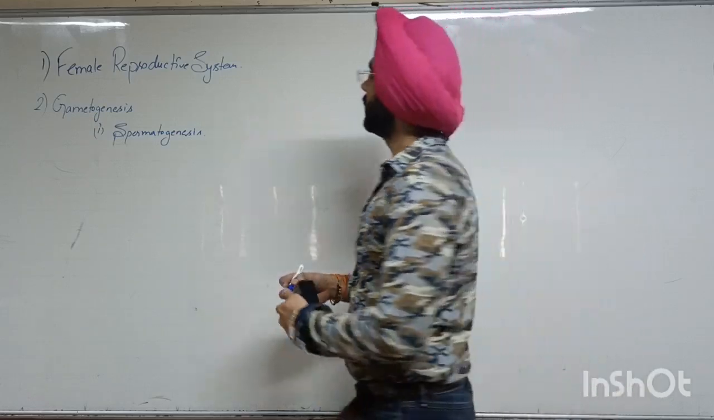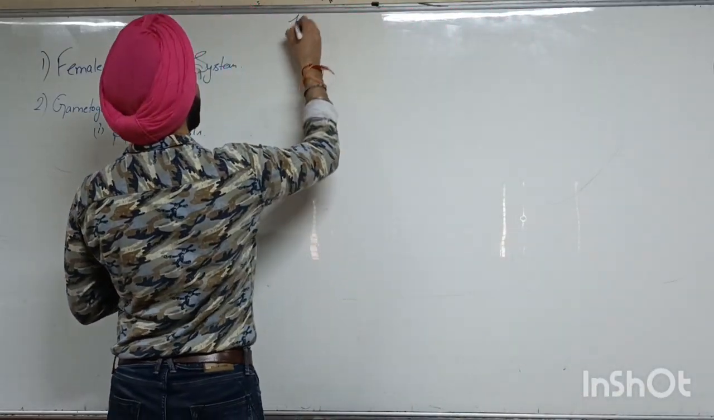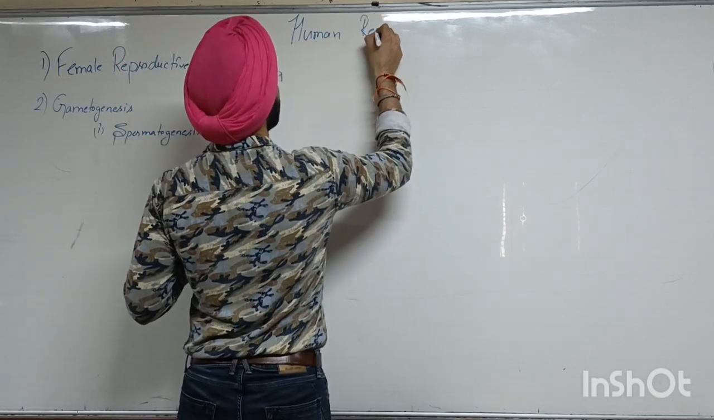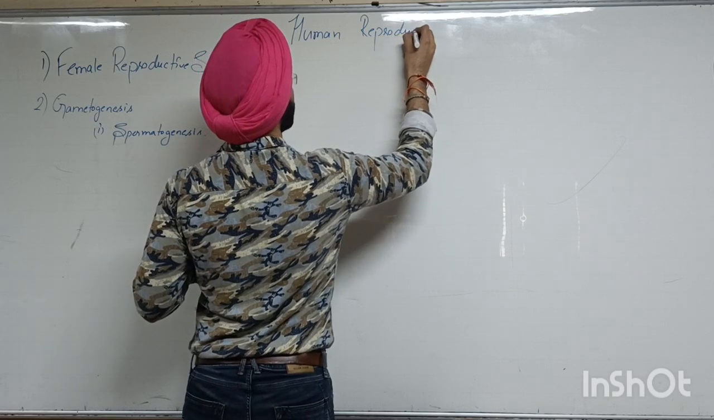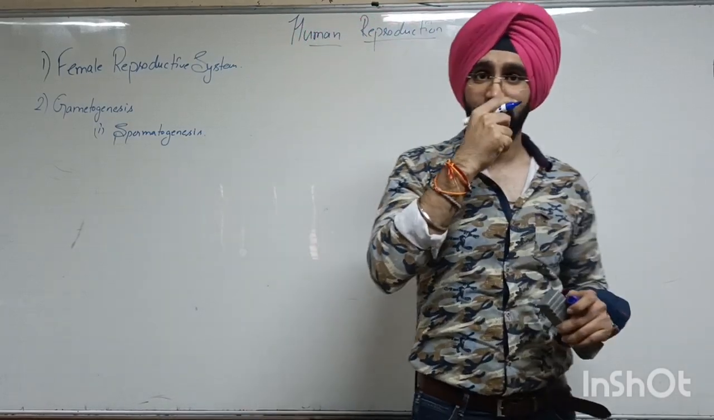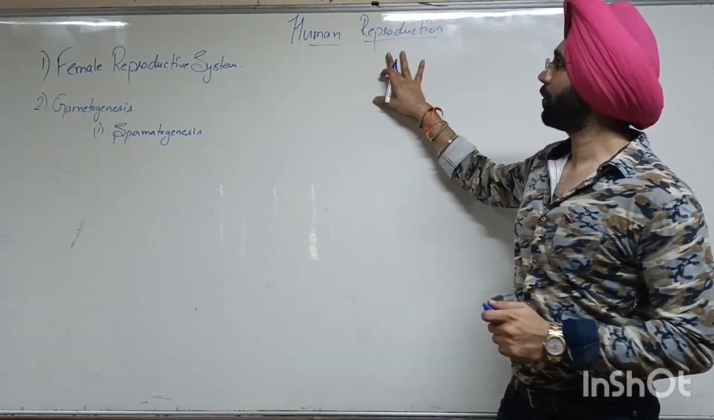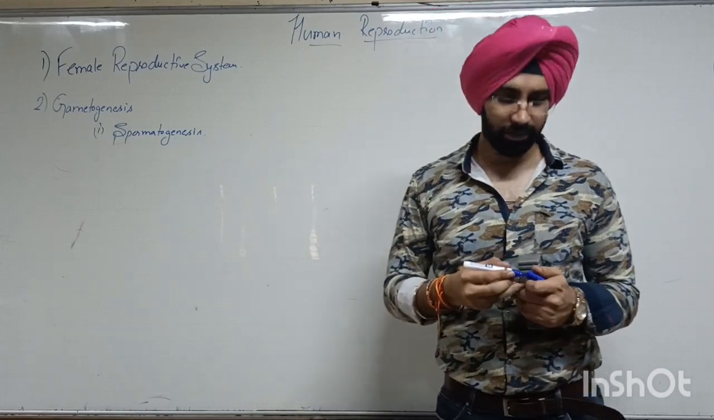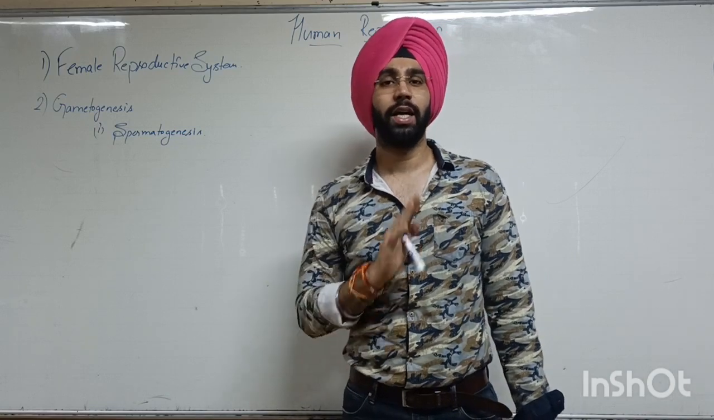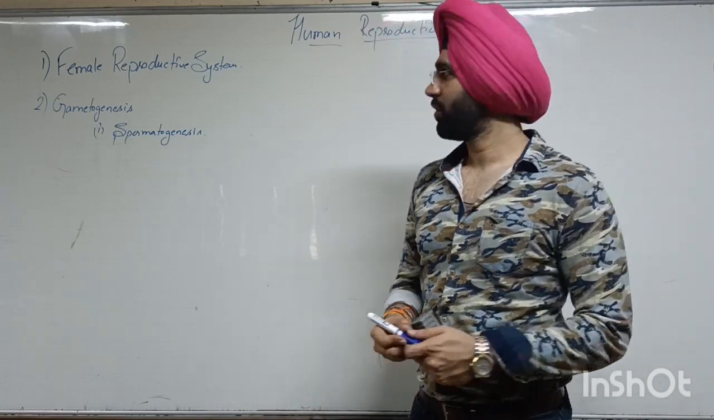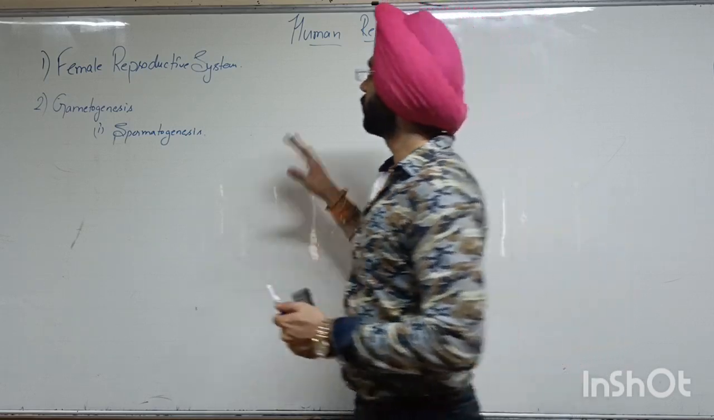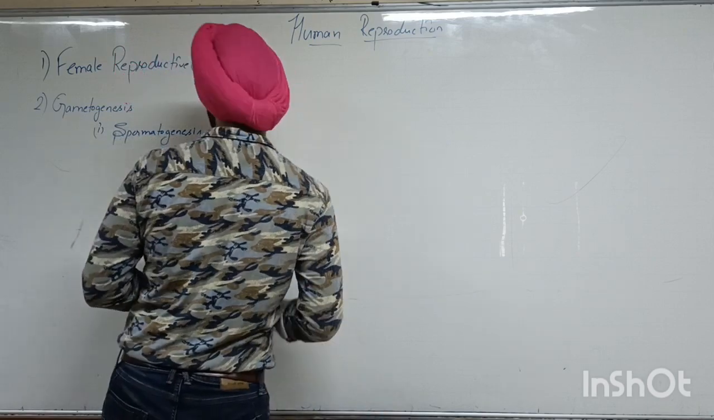So the first one is the female reproductive system. First we need to write the heading: human reproduction. As you already know, we have discussed the meaning of reproduction and human reproduction in the previous lecture. We have covered the introduction part and the male reproductive system and everything associated with it. Now we are going to discuss the female reproductive system.